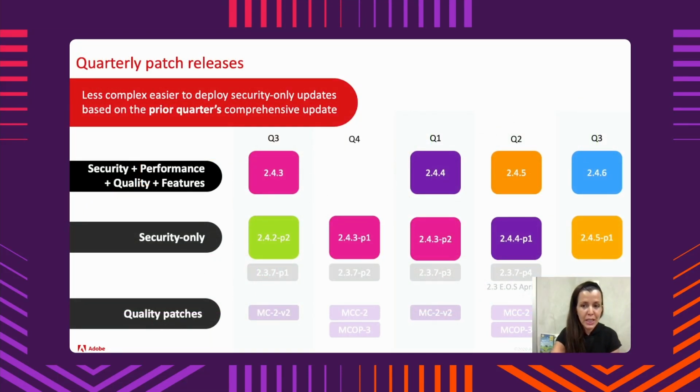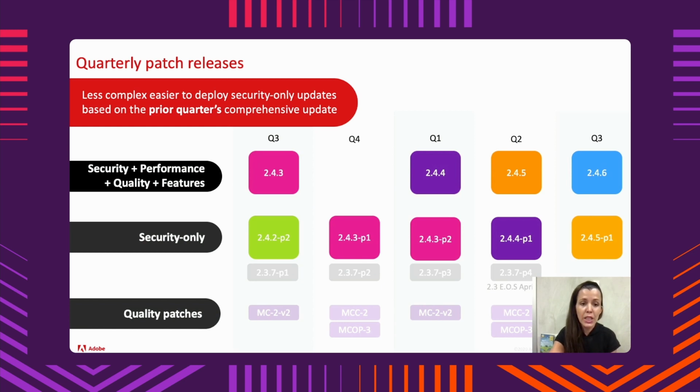Mapping each of these release types explained before, this is the planning of a regular quarter release. Moving forward, we will maintain 2.4 line with full releases, including security, performance enhancements, quality fixes, and feature enhancements. This will happen every quarter with some exceptions, like Q4.